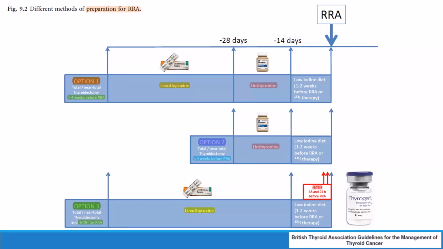But actually Thyrogen is very expensive. In our locality, Thyrogen is more than 10,000 Egyptian pounds. Actually this was since 1 or 2 years ago, and today I think it is more than this. So Thyrogen is very expensive. If it is available, this is the best protocol. But if not available, I think option 1 is the best available one.